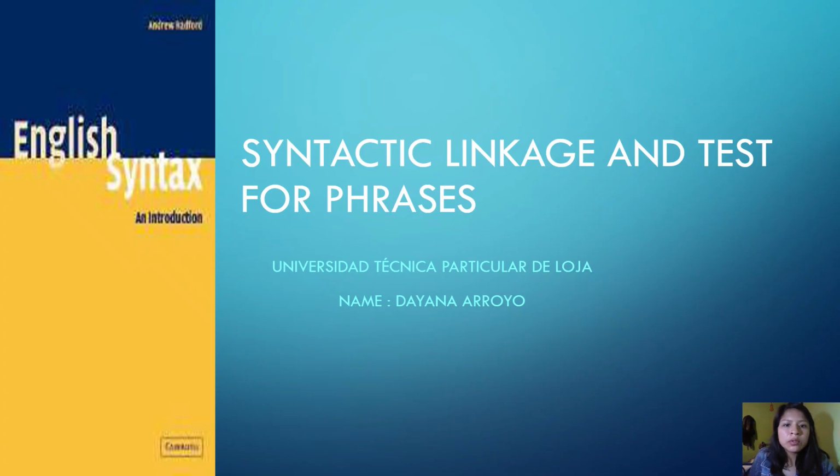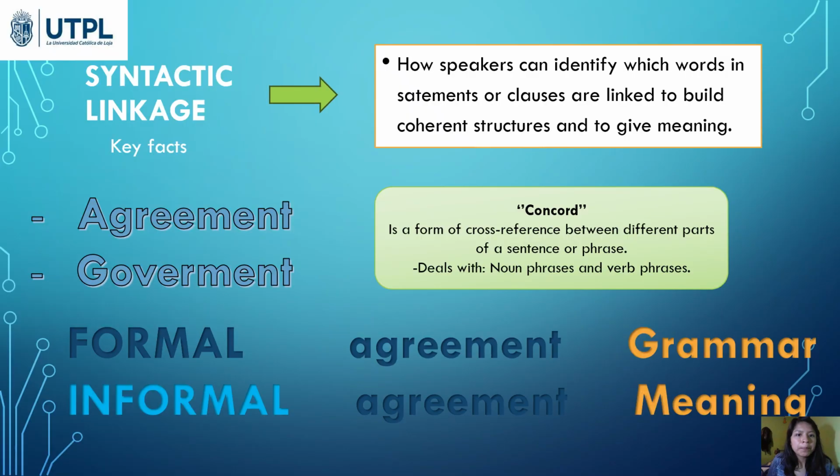In this opportunity, I'm going to talk about syntactic linkage and tests for phrases. Syntactic linkage refers to how a speaker can identify which words in statements or clauses are linked to build coherent structures and to give meaning. Here we have agreement or government.